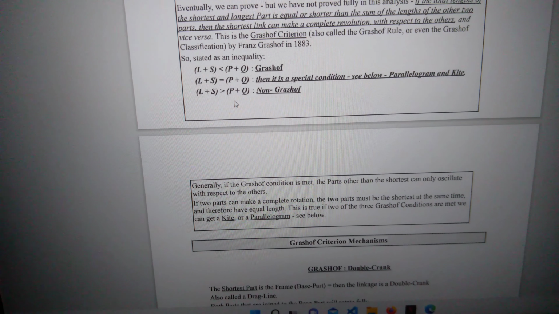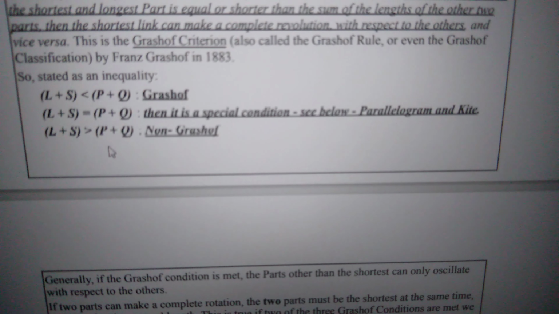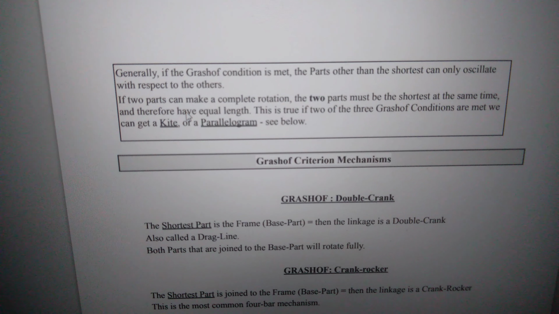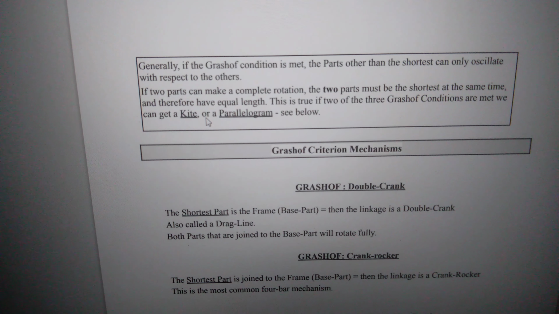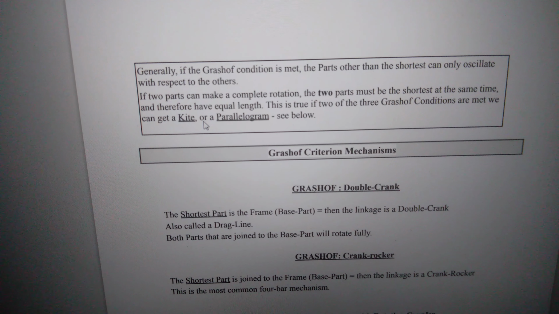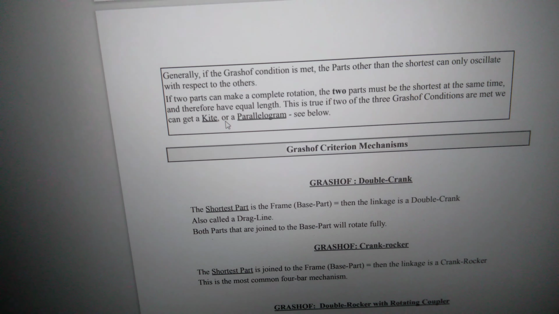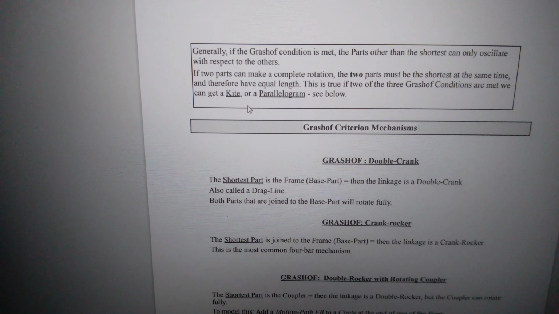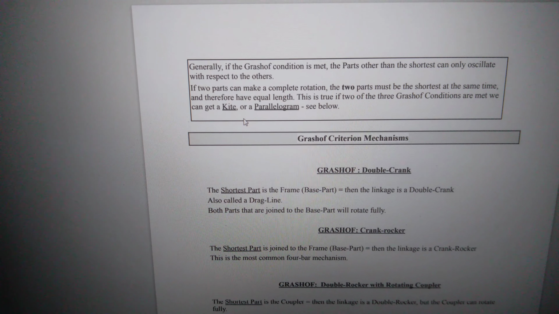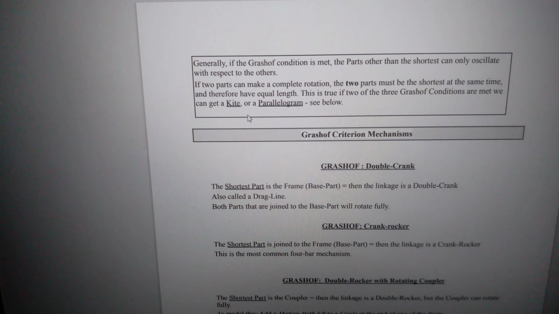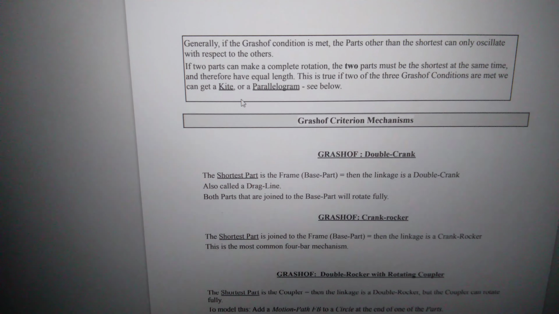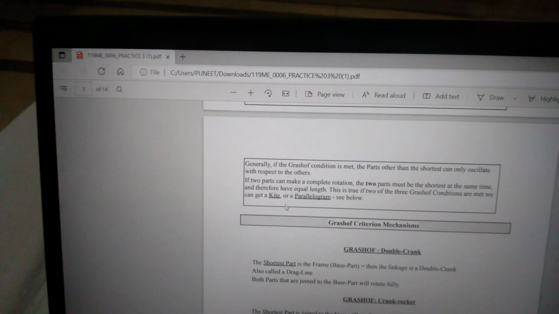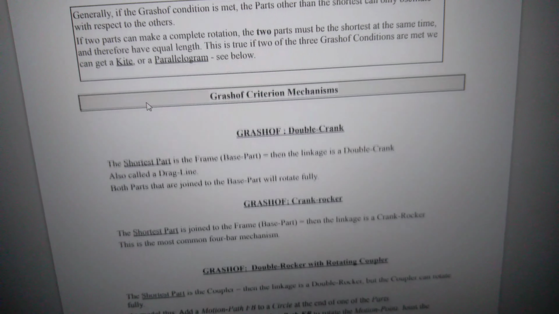And sir, there are two special cases also. The first case is the parallelogram case, and the second case is the kite case, sir. Generally, sir, if the Grashof criterion is met, the parts other than the shortest can only oscillate with respect to each other. They have the oscillating degree of freedom. And if two parts can make a complete rotation, the two parts must be shortest at the same time. This is only true if two of the Grashof criteria are met. We can only get this using a kite or a parallelogram. Below I have also explained them, sir.